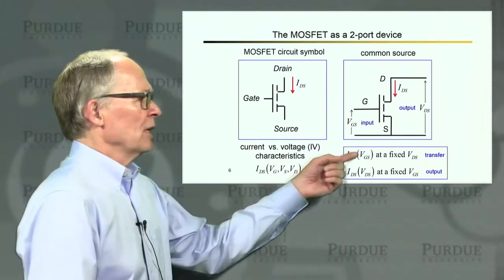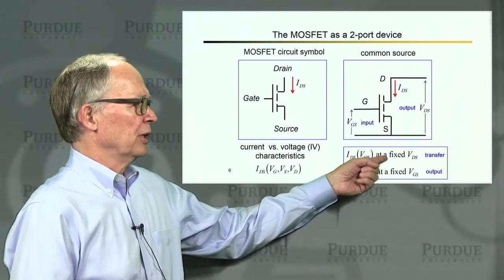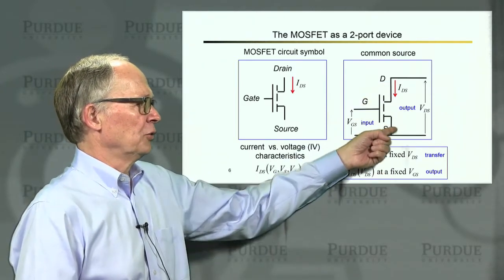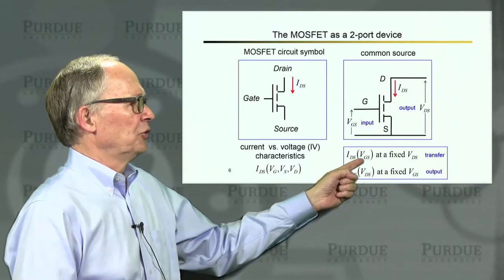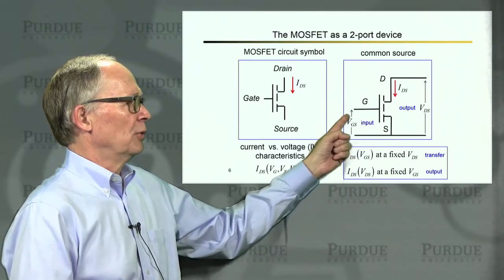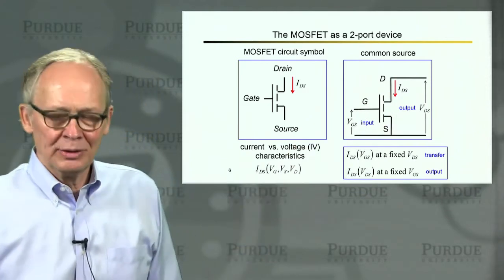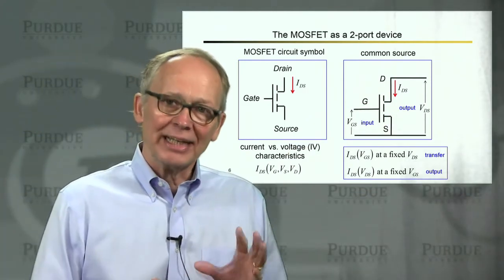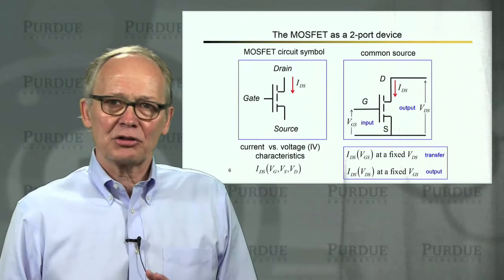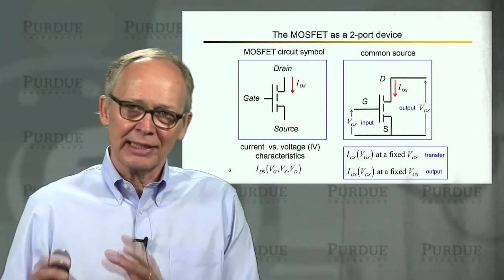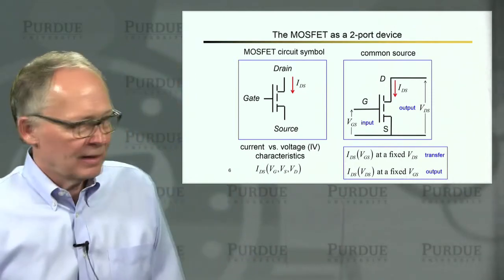The first way, we could fix the output voltage. We could fix the voltage between the drain and the source, and we could sweep the input voltage, the voltage at the gate, and we could plot the output current. So output current versus input voltage. We call that the transfer characteristic because it relates the output to the input.